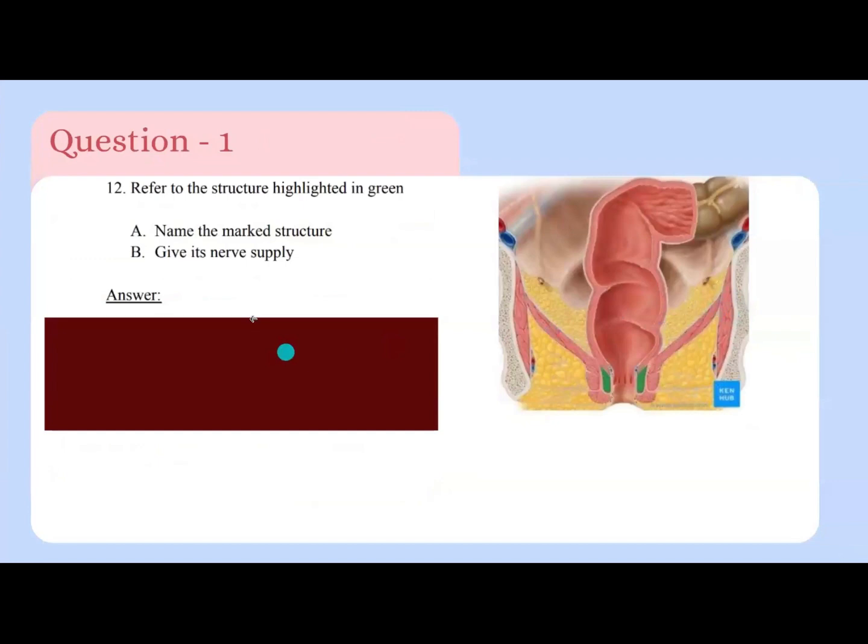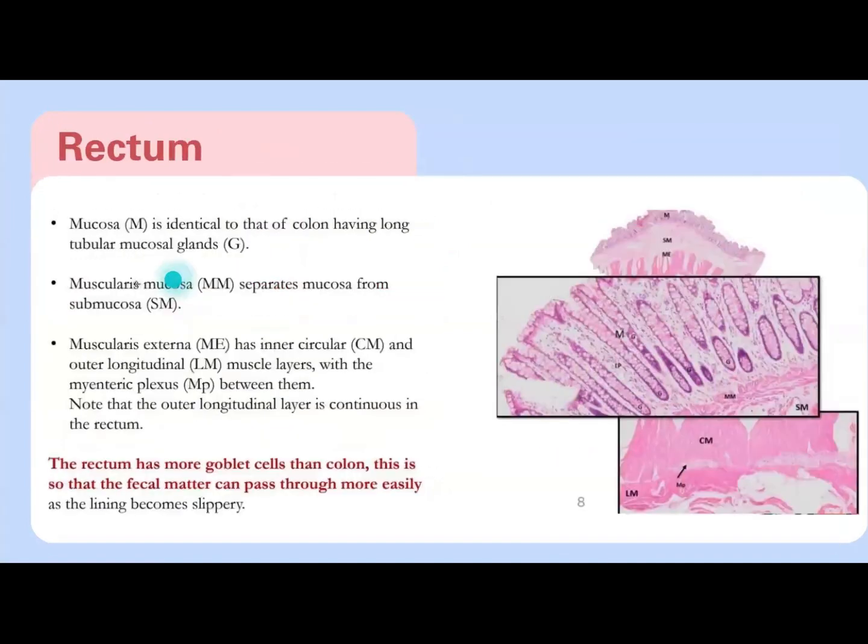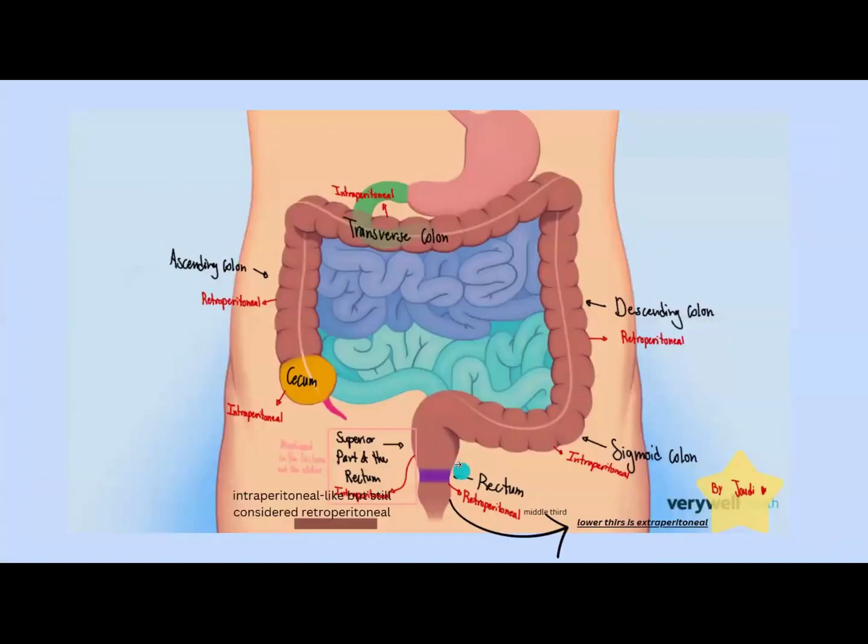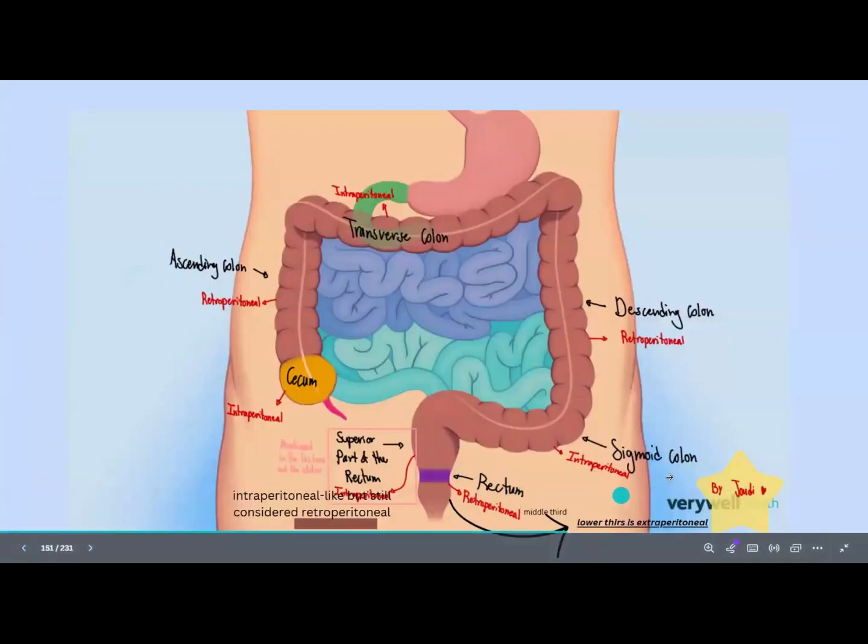Okay, and that's it. So who wants to answer this question? Name the marked structure and give its nerve supply. The rectum is retroperitoneal. Yes, the first 2/3 is retroperitoneal, and the lower third is extraperitoneal.